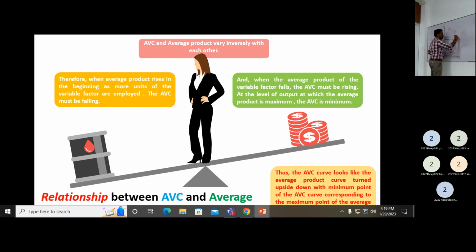So this is the behavior of your average product curve, and this is the behavior of your average variable cost curve. When your average product increases, your average variable cost decreases due to the efficiency in your production process. Then when you touch the highest level in your average product, your average variable cost will be minimum, right? After some time, due to certain issues, your average productivity is getting lower. Accordingly, your average variable cost increases.